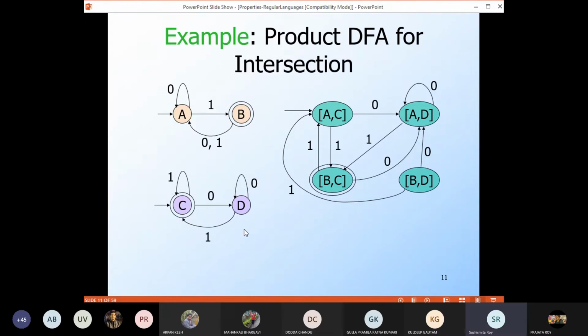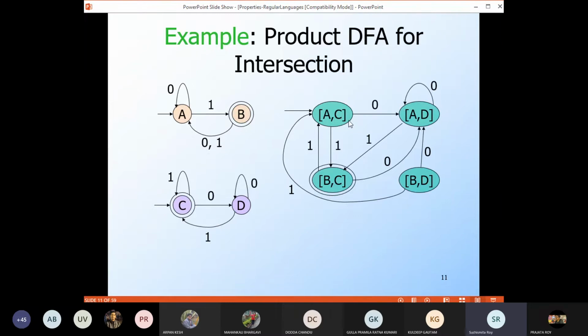What about the second one? How would you describe this? So let's forget about the description here. What is done in the product automaton is you take pairs of states. So states here are now represented by ordered pairs.